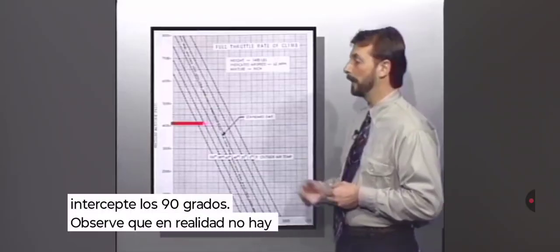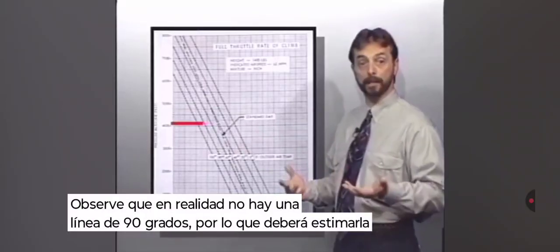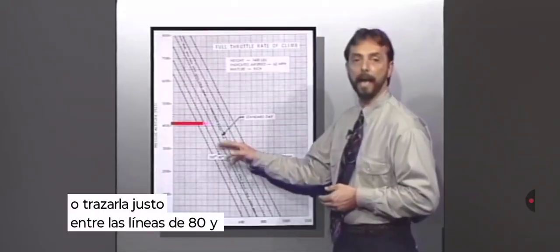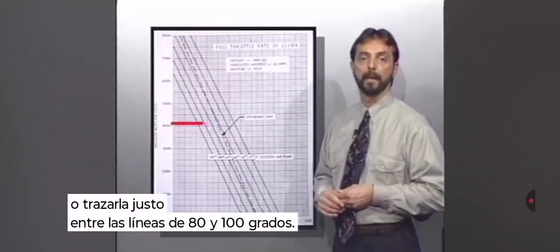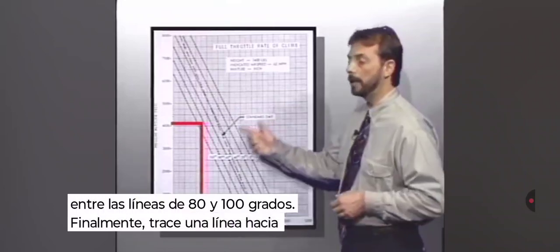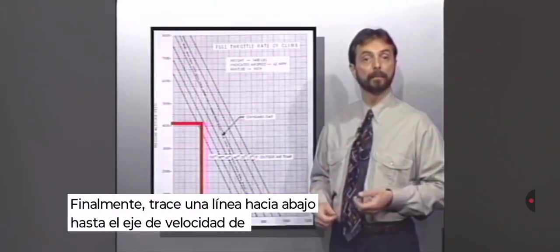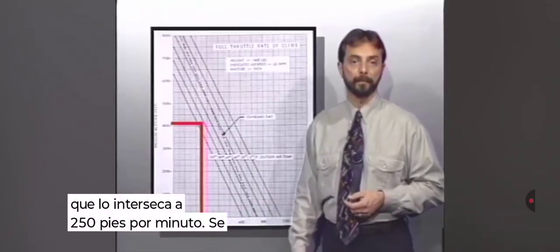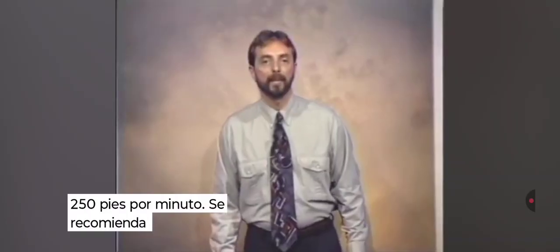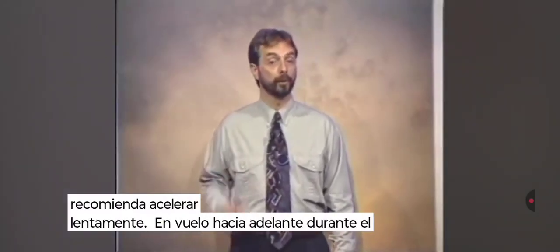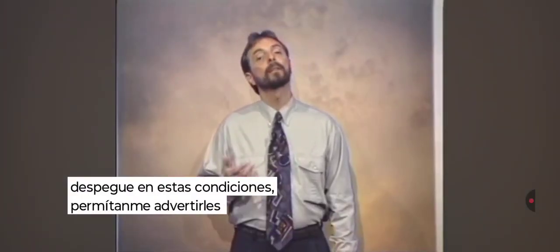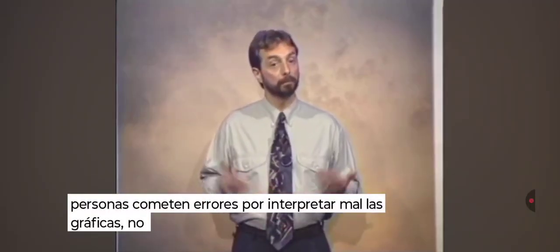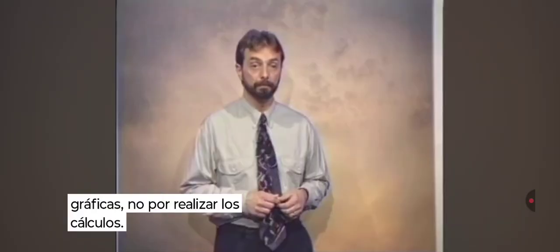Notice that there isn't actually a 90-degree line, so you'll need to estimate or draw a 90-degree line right in between the lines for 80 and 100 degrees. Finally, draw a line down to the rate of climb axis, and you'll see that it intersects it at 250 feet per minute. It's recommended that you accelerate slowly into forward flight during takeoff in these conditions. Let me advise you again, be careful. Most people make mistakes from misreading the charts, not from doing the actual calculations.